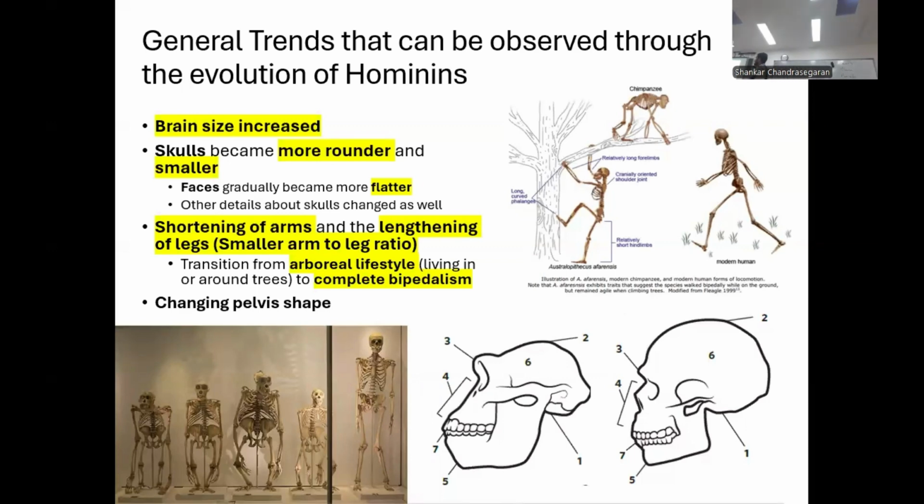So some of the general trends we can observe through the evolution of hominins is the basic ones that we've looked at as well so far. One is obviously the brain size increase. That is one thing you can always see happening in the evolution of hominins. Basically, evolution gave survival advantage to those that evolved a bigger brain size. And we're going to look at how that is the case in a bit as well. And to support that increase in brain size, skulls also became more rounded and smaller, right? Meaning that their faces gradually became flatter, and also a lot of features changed as well.